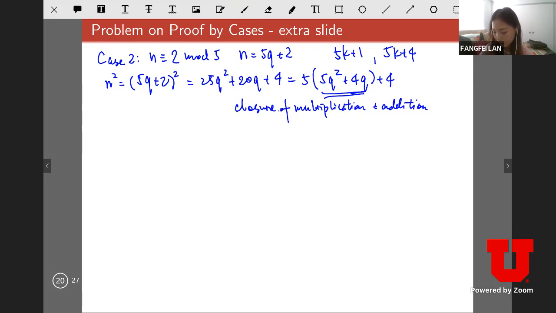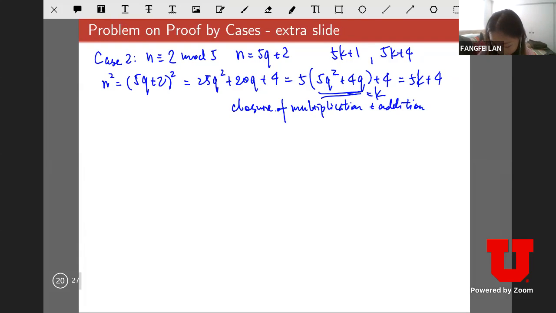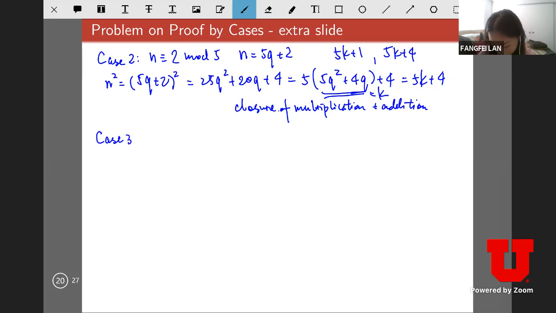In integers. So we can let this equal k, and then we get 5k plus 4. So this is the second case. And then we keep going, case 3. N is now equal to 5q plus 3.